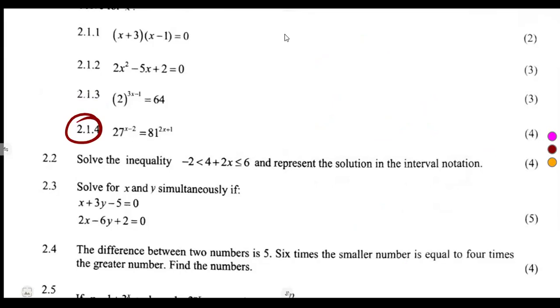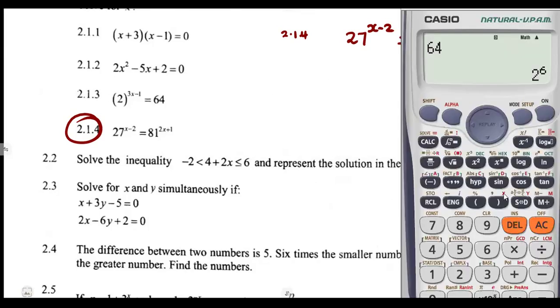Yes. This is 27 to the exponent of x minus 2, and there is an 81 to the exponent of 2x plus 1. So we can have these guys in the same base.